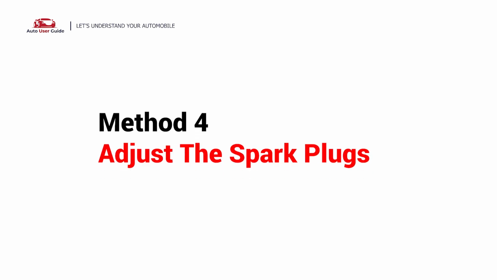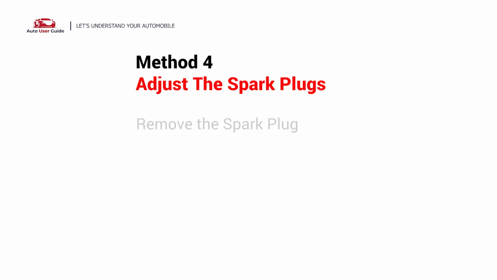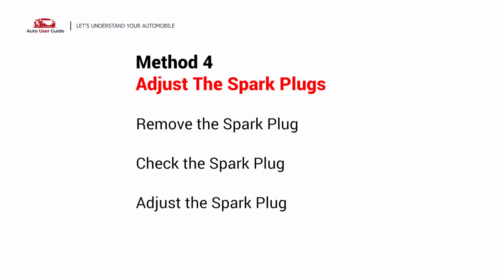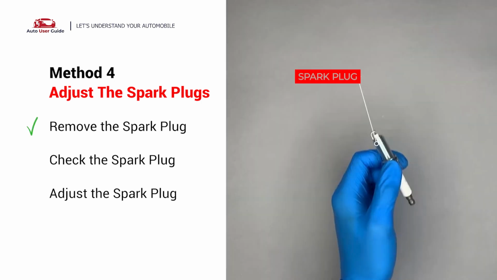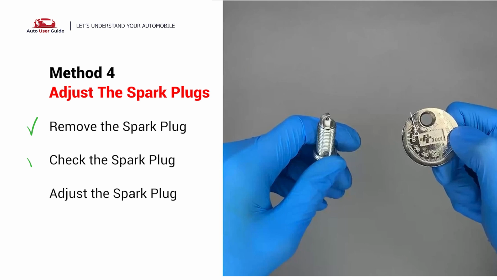Here is one method to fix the spark plug. Adjust the spark plug. The spark plugs are located at the engine end of the wires under the plug covers that attach them. First, carefully remove the spark plug. Use the spark plug gapper to check the spacing of this spark plug.